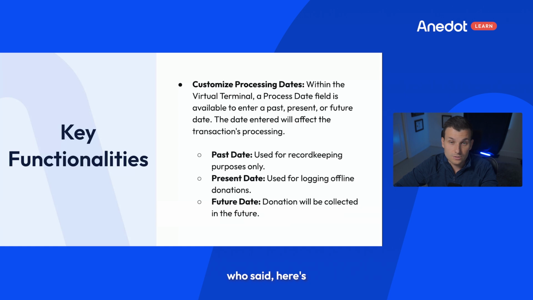But maybe you had a donor who said, here's my information, but do not process this until the 17th because I want to make sure a check clears. You could set this to the future, to let's say the 17th of next month, and it would process at that date. So it's really nice to be able to process at a future date if you run donations at specific times. As I mentioned, past is record keeping, present can be used for offline or current ones, and future date would be a donation collected in the future.